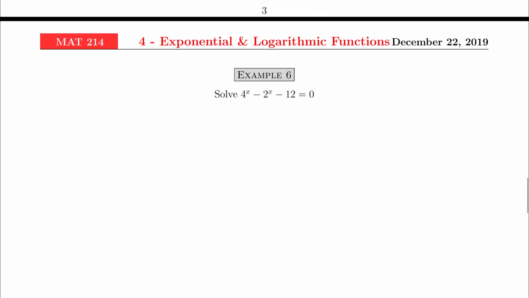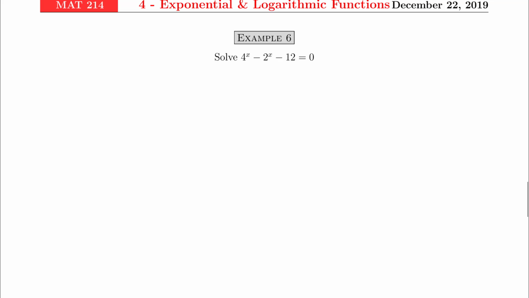And now we're on to our last example. You can start shedding tears now. I don't know if it'd be joy or sadness, but this is the last example for college algebra.